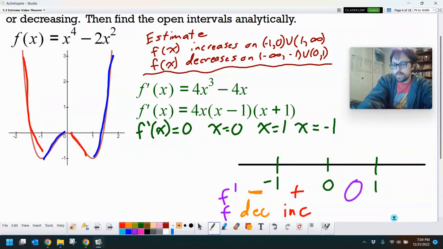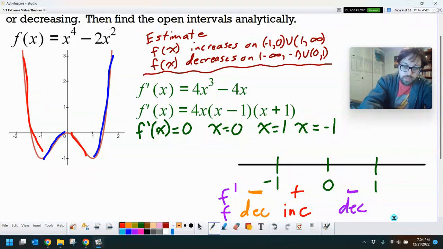Next, we can check some number between 0 and 1. So a half. So this will be positive, this will be negative, and this will be positive. Multiply all those together, we get a negative on our derivative. So our original function is decreasing.